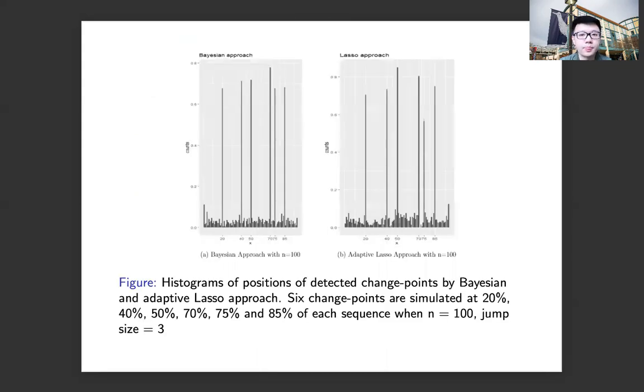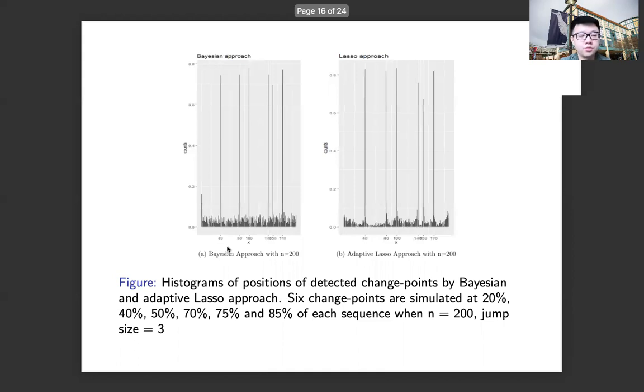So after simulation, when n equals 100, we plot histograms of positions that are detected by both Bayesian and adaptive lasso approaches. We conclude that both approaches can identify the position of change points in the simulation data with high probability. But Bayesian approach seems to be a little more stable and comes with lower false alarm rate. And when n equals 200, the plot indicates that both approaches can also find correct locations of change points with high probability. Therefore, we conclude that under our setting, both approaches are comparable.